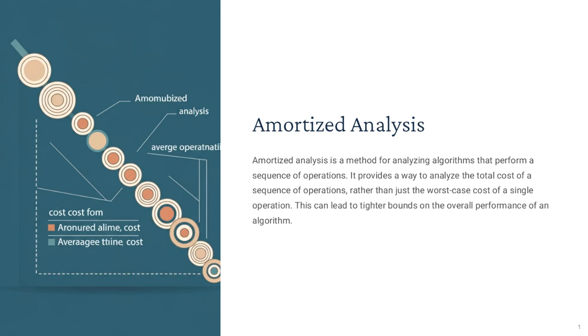For example, even if a single operation in a sequence is costly, its impact may be negligible when averaged across many operations. This method is particularly useful for analyzing data structures where some operations are expensive but occur infrequently. Amortized analysis guarantees the average cost of operations in the worst-case scenario, making it more robust than average-case analysis, which relies on assumptions about input distributions. By averaging costs over the sequence, amortized analysis often reveals tighter performance bounds that reflect the algorithm's actual behavior.